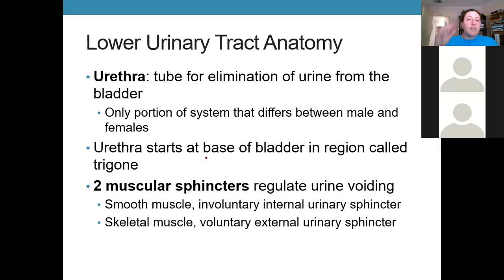So either way though, the opening to the urethra, so the connection between the bladder and the urethra, is at the base or bottom of the bladder. It's in a region called the trigone. I'll show you that in a second. And just like the anus, there are two sphincters to regulate whether or not things are coming out. So regulating urine voiding, we have an involuntary smooth muscle sphincter, and we have a voluntary skeletal muscle sphincter that is external. Exactly the same setup as for defecation.